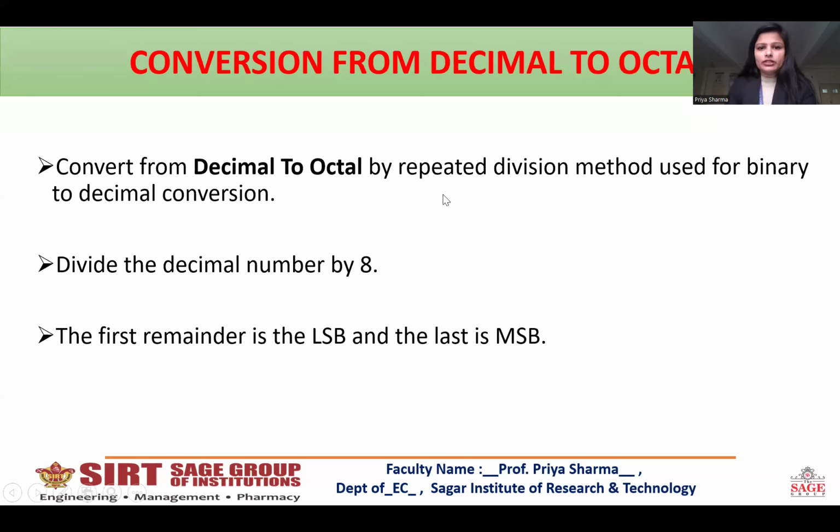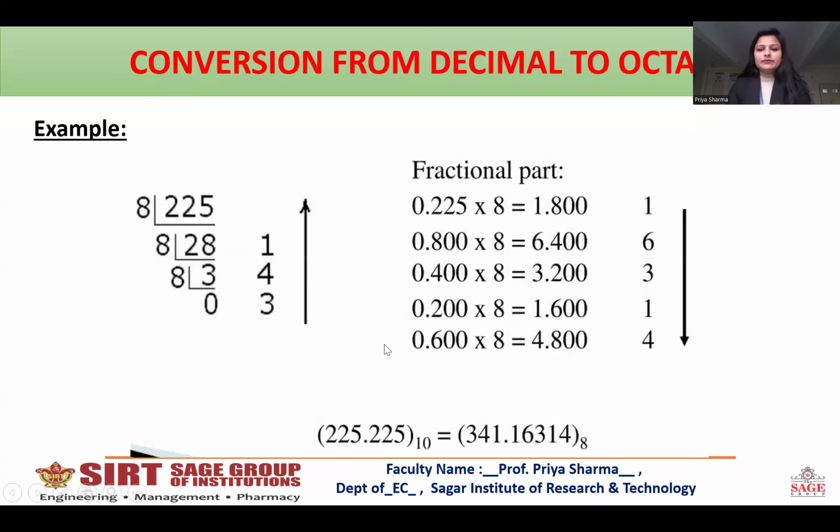Convert from decimal to octal by the repeated division method used for the decimal to binary conversion. Divide the decimal number by 8. The first remainder is the LSB and the last is the MSB. This is the same as we did in binary. 225 is successively divided by 8 until the quotient is 0, and the answer is written from bottom to top. So 341 is the octal equivalent of the decimal number 225. For the fractional part, we multiply it by 8 repeatedly and write the integer parts from top to bottom: 16314.